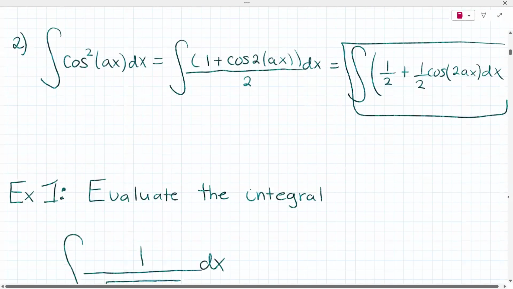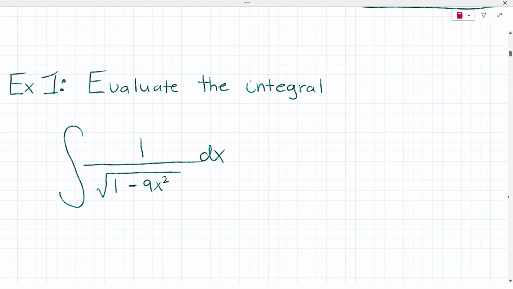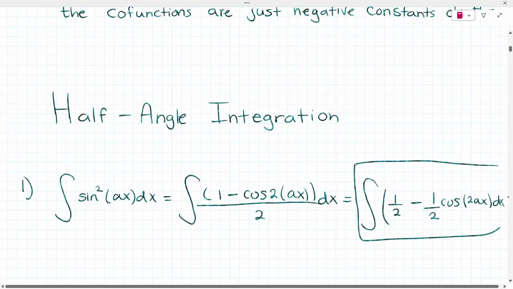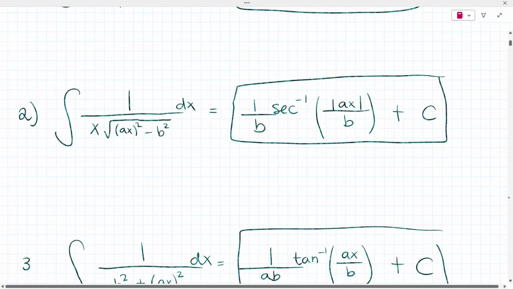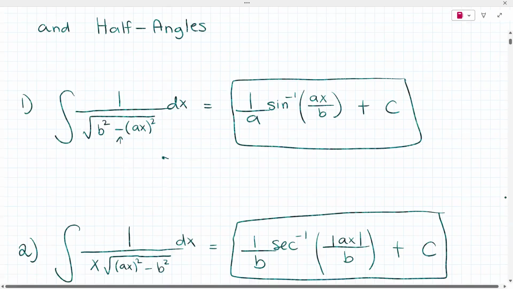So let's evaluate some integrals. Example 1 says evaluate the integral of 1 over the square root of 1 minus 9x squared. Which one does this look like? You have a square root on the bottom and a minus in the middle. I think it's the sine inverse, right? Yes, it's this one. We're going to use that one.